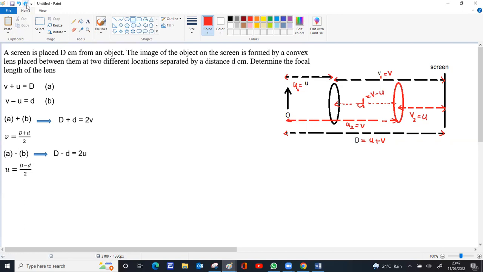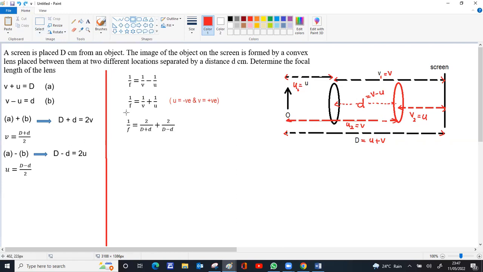Now, the lens formula without sign convention. Once you apply the sign convention, u will be negative, v will be positive, f is already positive for a convex lens. 1 by f equals 1 by v plus 1 by u with sign conventions. Now substitute the u and v values in that.